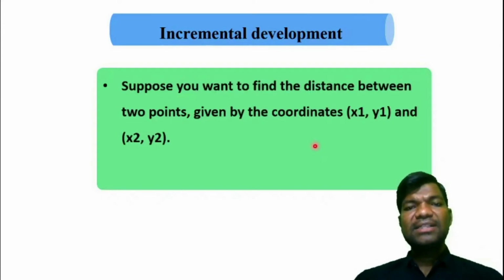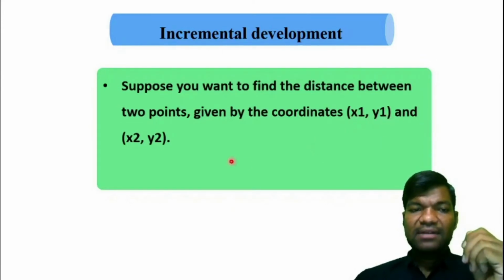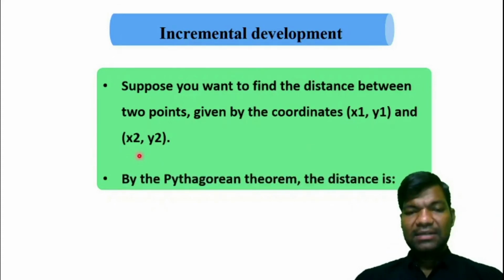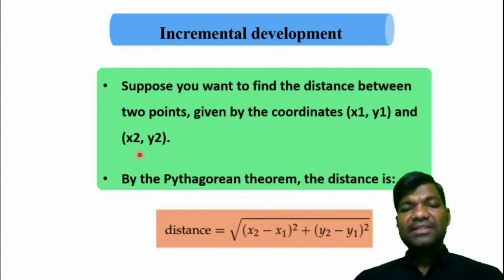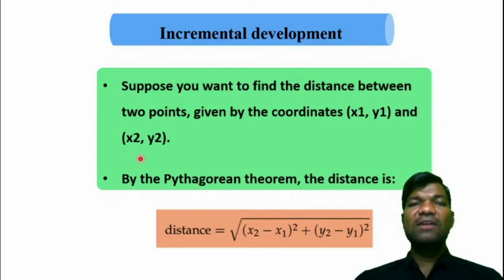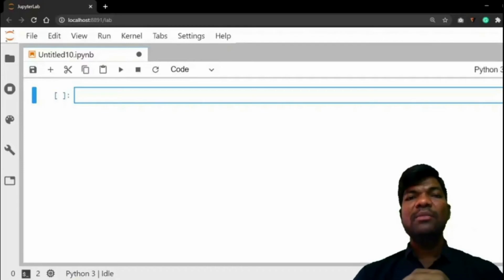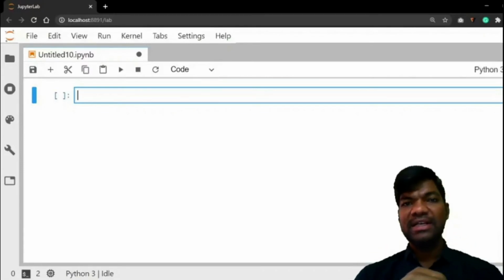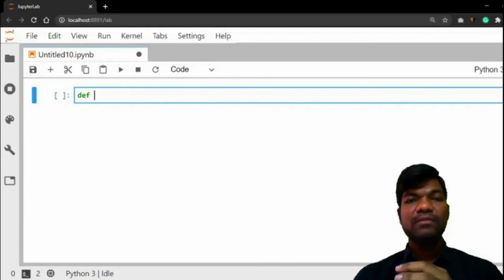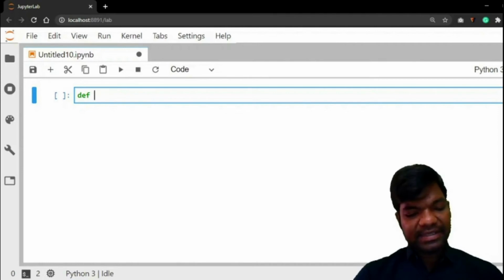Suppose you want to find the distance between 2 points x1 y1 and x2 y2, right? You want to find the distance by using the Pythagoras theorem. The formula for distance is: distance equal to square root of (x2 minus x1) whole square plus (y2 minus y1) whole square. So calculate distance by using x1 comma y1 and x2 comma y2 in the Jupyter lab. Now coming to the example for incremental development. Here also create one function. Define the function, the name is distance.